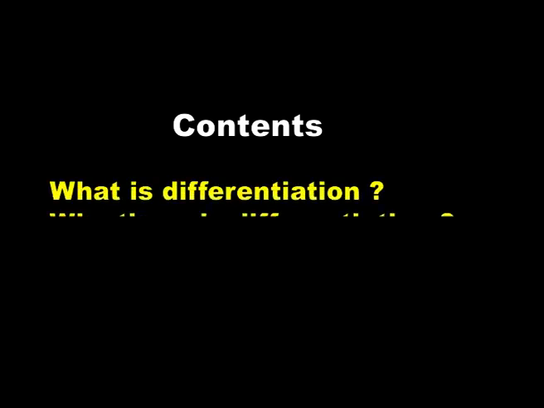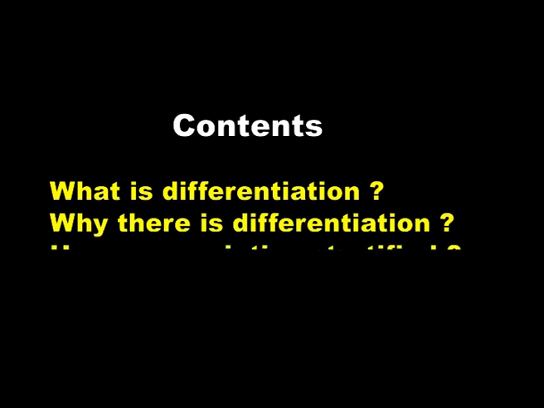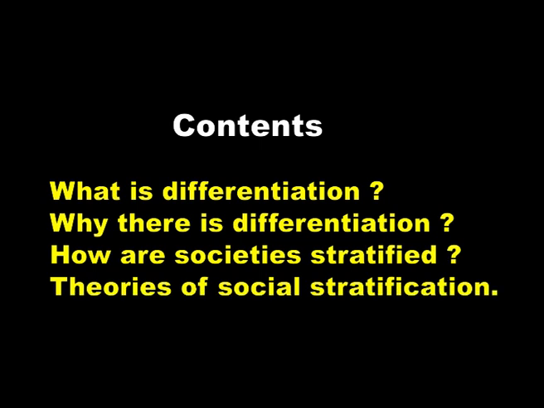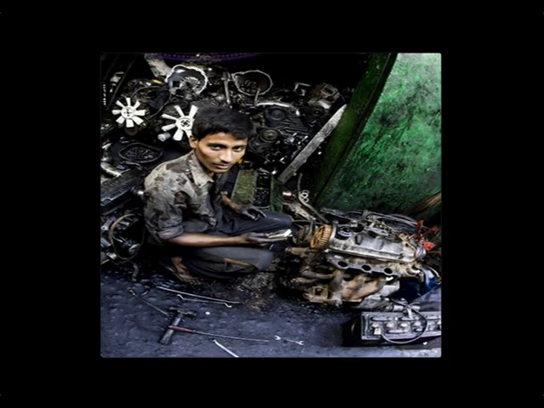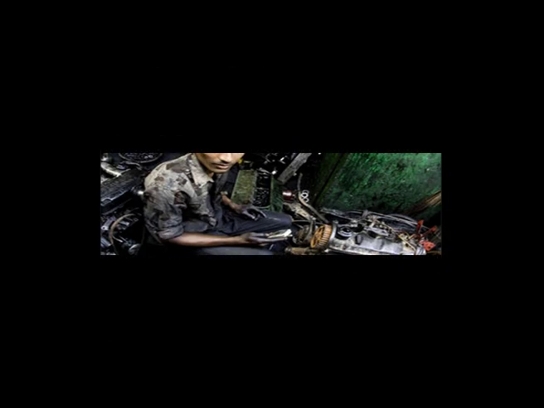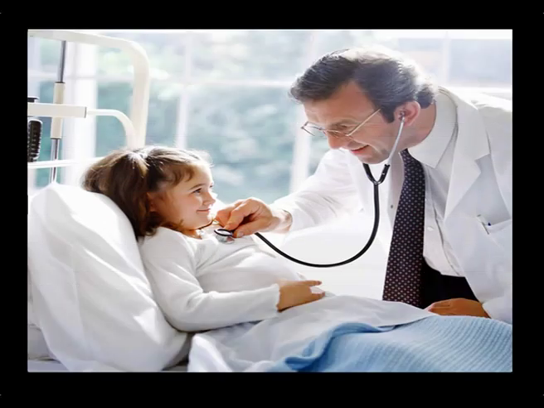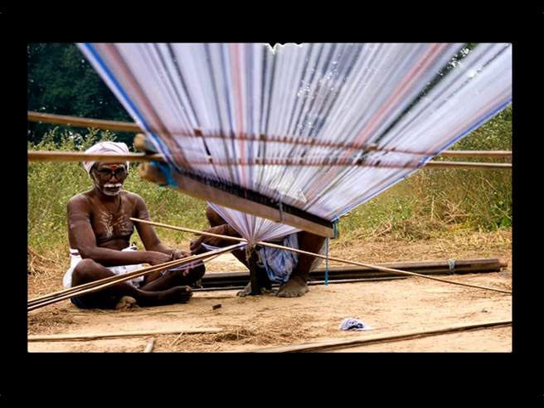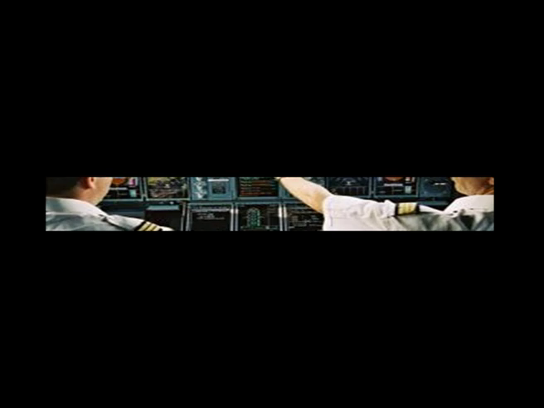This sociology lesson explains to you what is differentiation, why there is differentiation, how are societies stratified broadly, and also some sociological theories explaining social stratification. In all forms of societies, some kind of differentiation prevails because human beings are not endowed with the same qualities and talents. Differences are inherent in social life. Perfect equality cannot exist in any form of society.